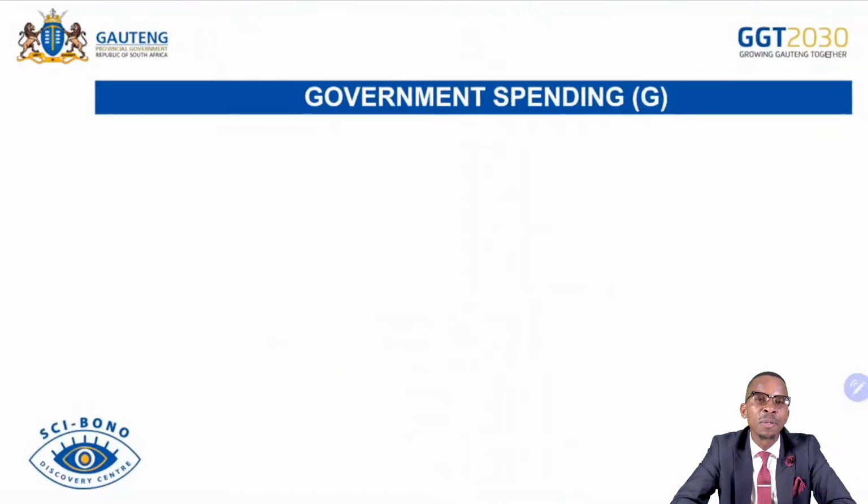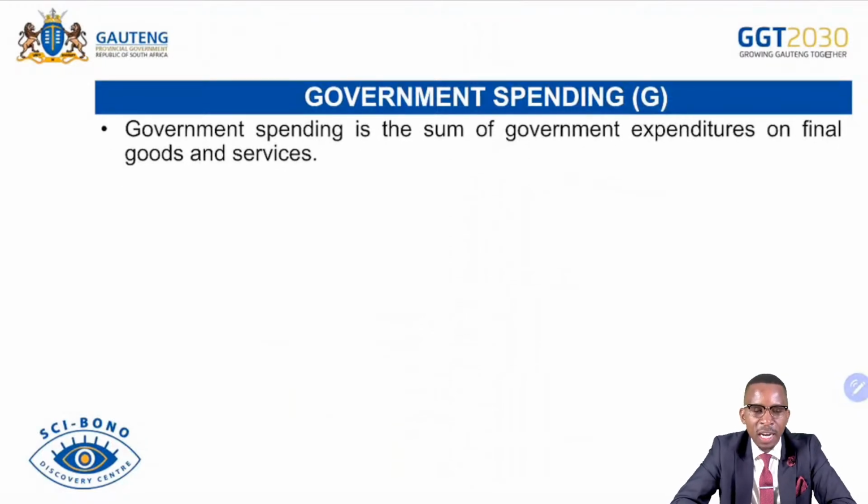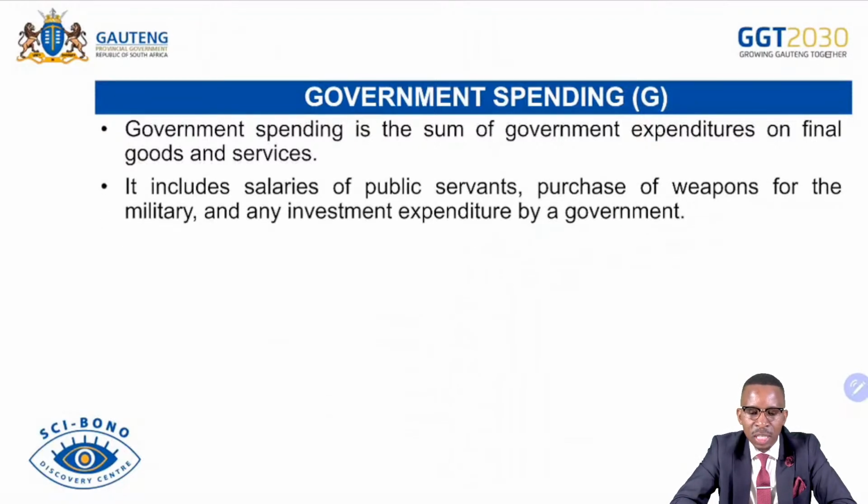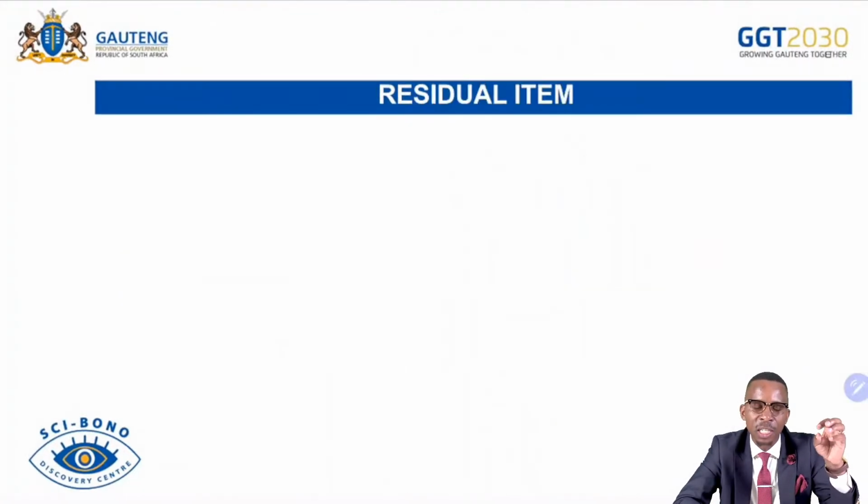And then we have the government spending, where the government is involved by providing the likes of infrastructure in the economy. The government spending is a sum of government expenditure on the final goods and services. It includes salaries of public servants, purchase of weapons for the military, and also investment in the society by ensuring that infrastructure is made available. That's a part of the government spending.